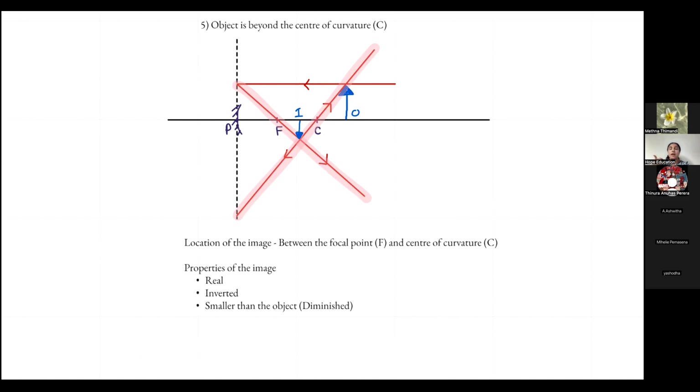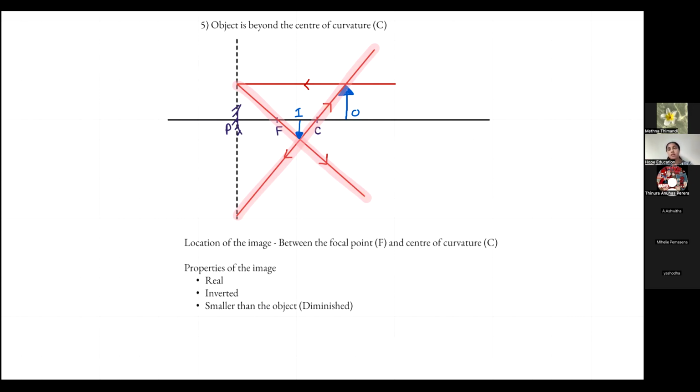So at the beginning, in the very first ray diagram, we said object is between the mirror and the focal point. Then we said object is on the focal point. Then what happened when the object was on the focal point? Where was the image? Yes, I got the answer in the chat box. It's actually infinity. When the object is on the focal point, image is at infinity.